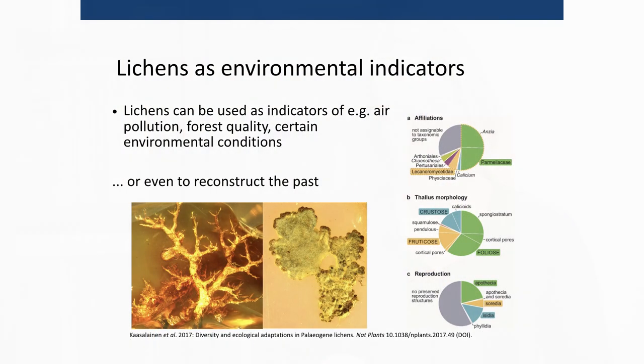In general, these symbiotic cyanobacteria are under a lot of research because they are a very promising source of all kinds of bioactive compounds. So there is a lot of research in that area. Then, like I mentioned, lichens are also good environmental indicators and are used as indicators, for example, of air pollution, forest quality, and certain environmental conditions, because at least some species react quite readily to these different environmental conditions.